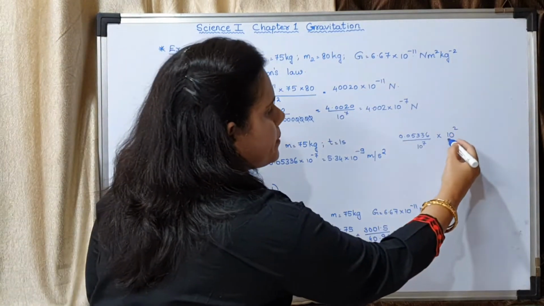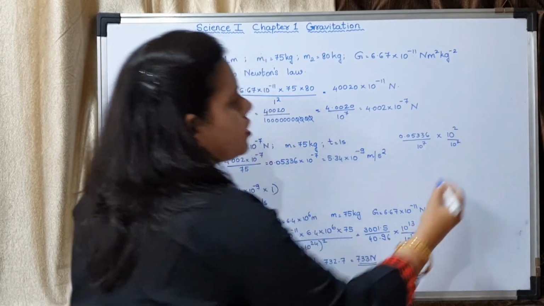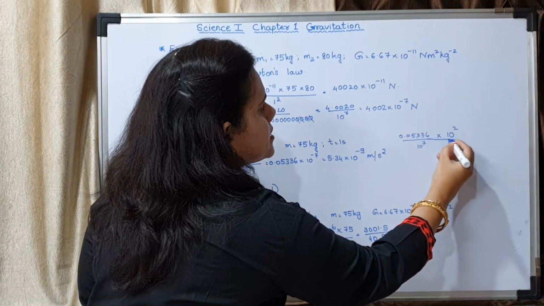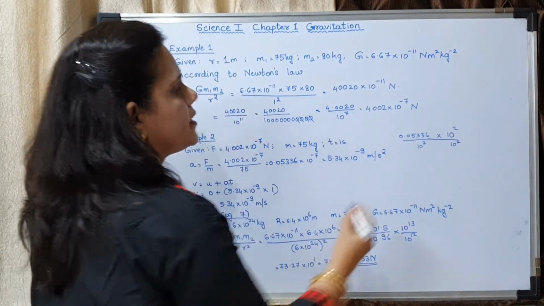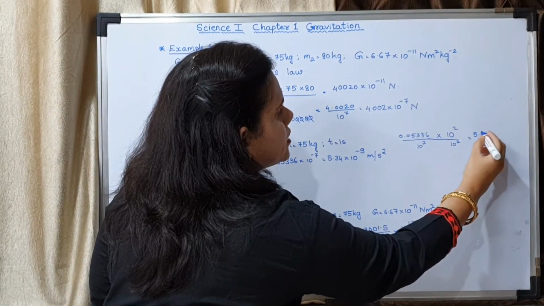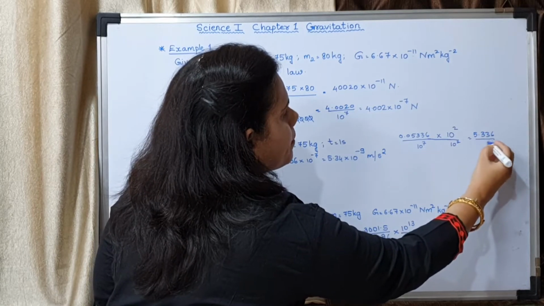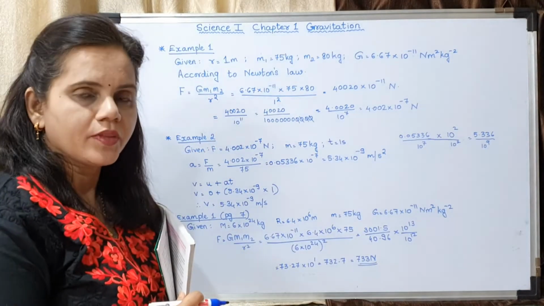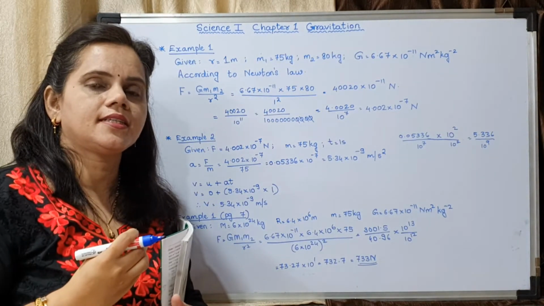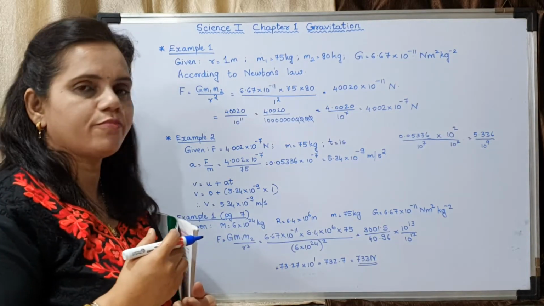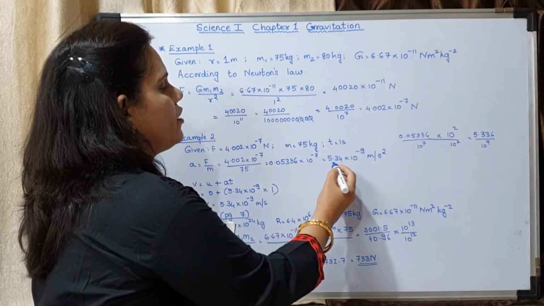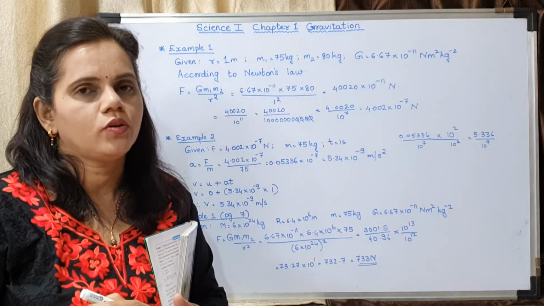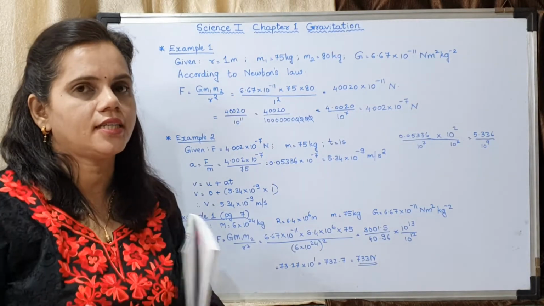If I multiply with 10 raised to 2, I have to divide also with 10 raised to 2. Understood? Now if I multiply this, I will get 5.336 upon 10 raised to 9, since 7 plus 2 is 9. That 5.336 they have approximately taken as 5.34. So it will become 5.34 into 10 raised to minus 9 meter per second square. Hope you have understood how they have calculated that value.